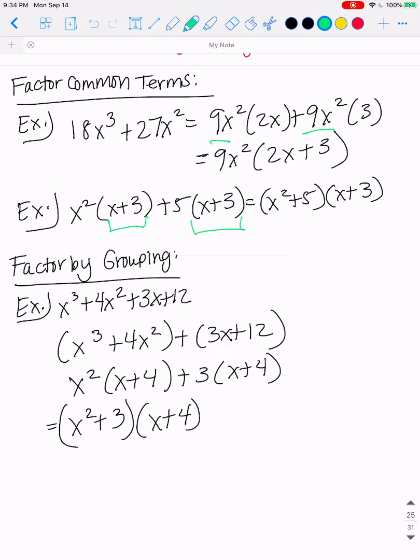Factor by grouping is when you have 4 terms. Usually I like to make sure that my terms are in an order where I know I could factor something out of them. I wouldn't want to group x cubed and 12 because I can't factor anything out of that. But here I drew parentheses around the groups that I know I could factor. The first one, I could factor x squared out and be left with x plus 4. The 3x plus 12, I know I could factor out a 3. The goal is to get these the same, so that we're able to just factor that out in the end and then combine the x squared plus 3.